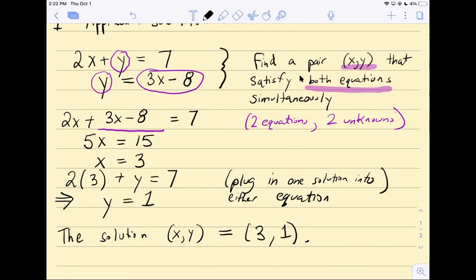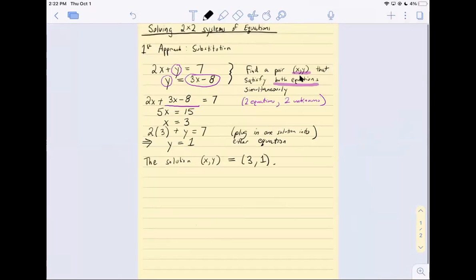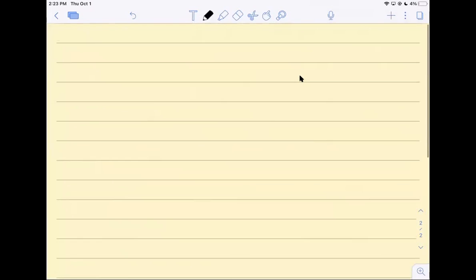Okay, so now let's try another example, and we'll see both. You can use both approaches as you like, but we'll most of the time be using the next strategy. Let's do the second approach. So let's try to solve this one.